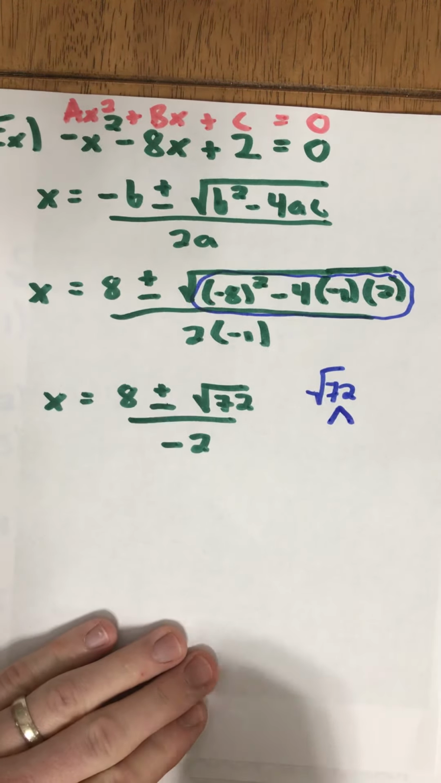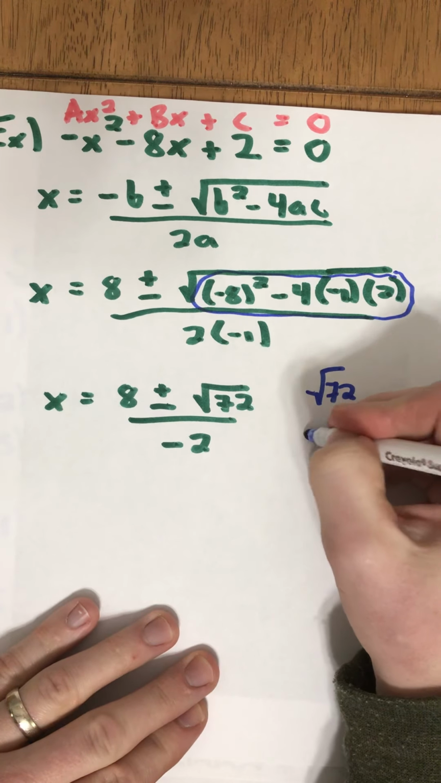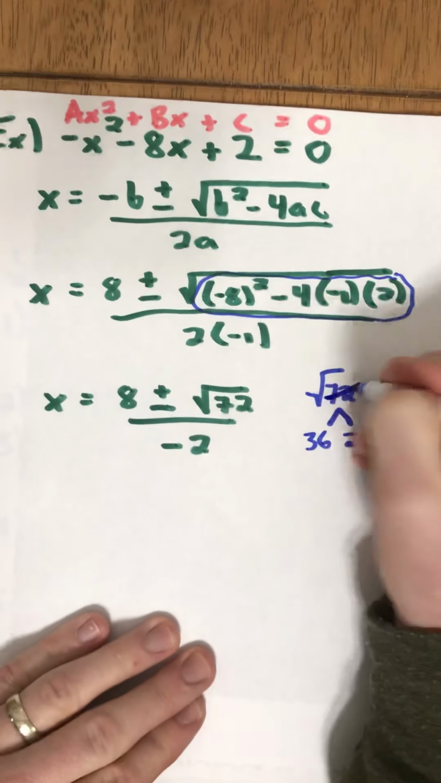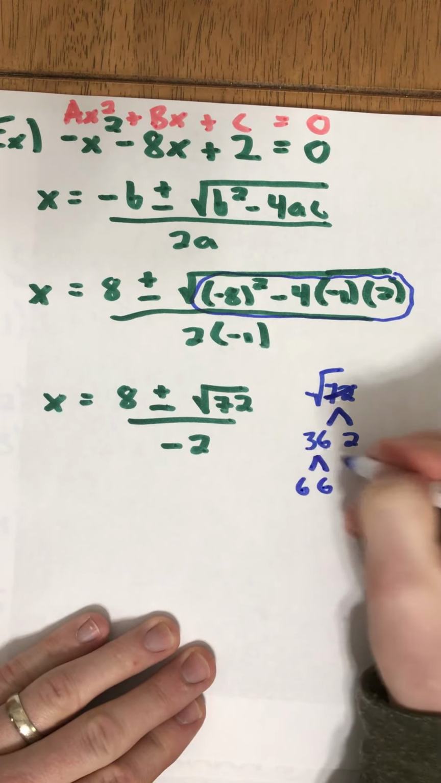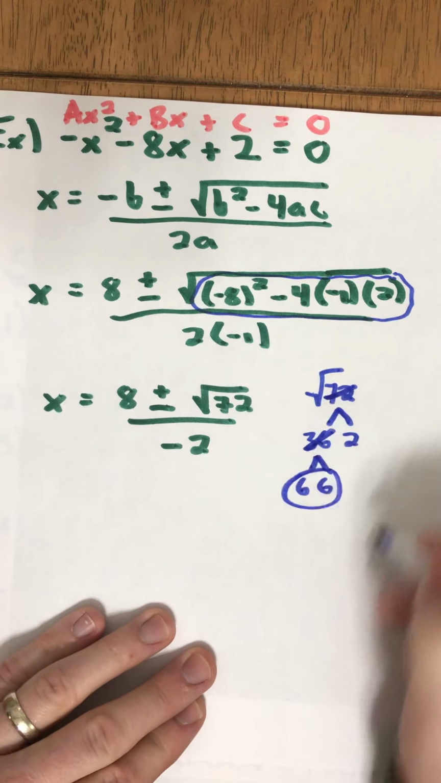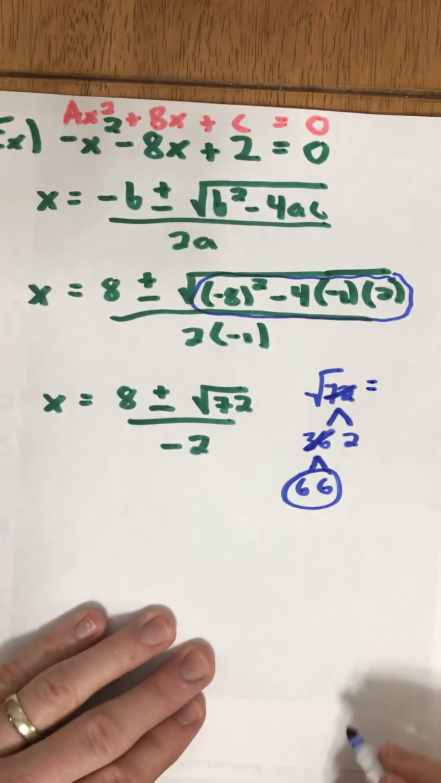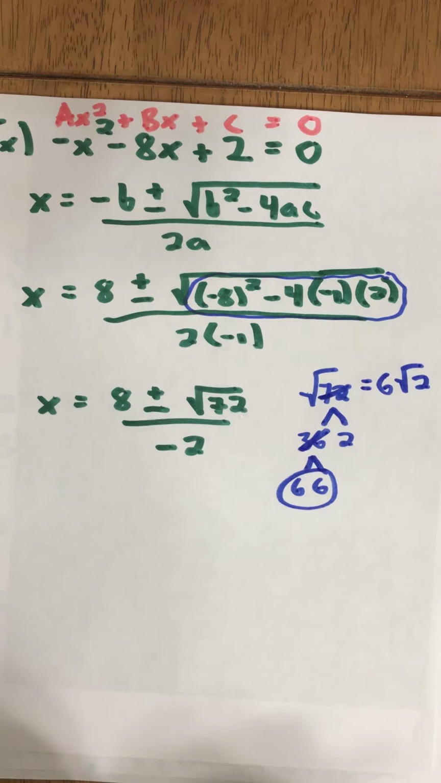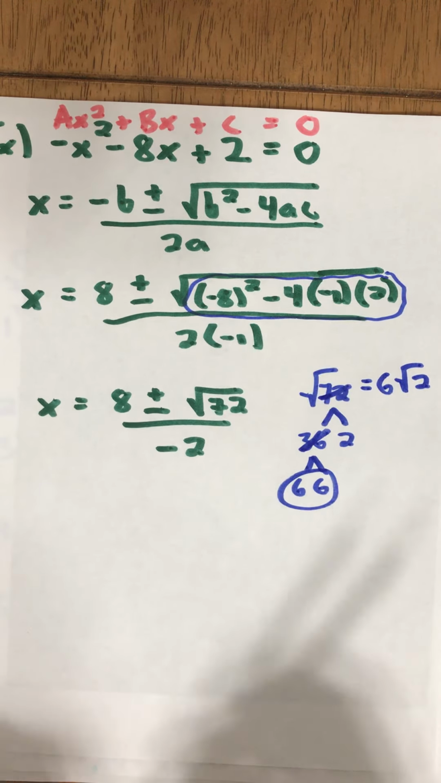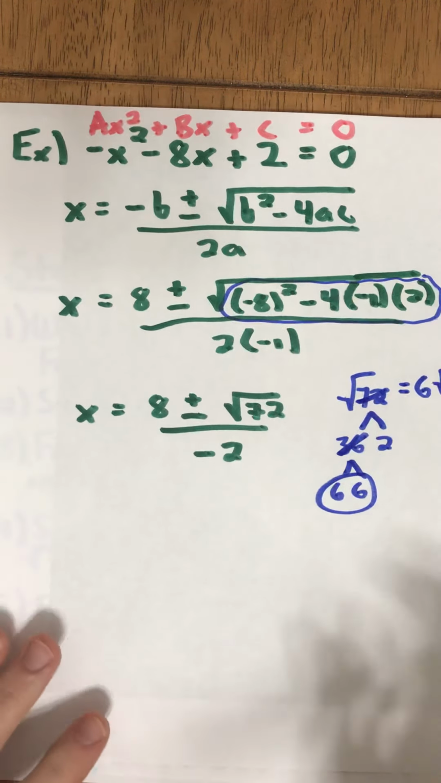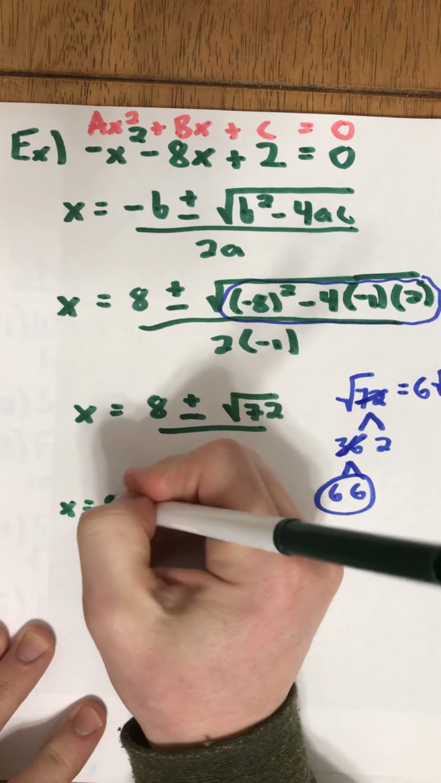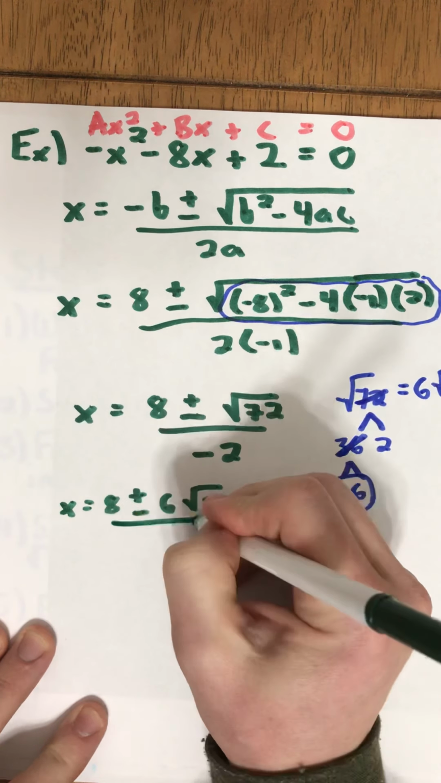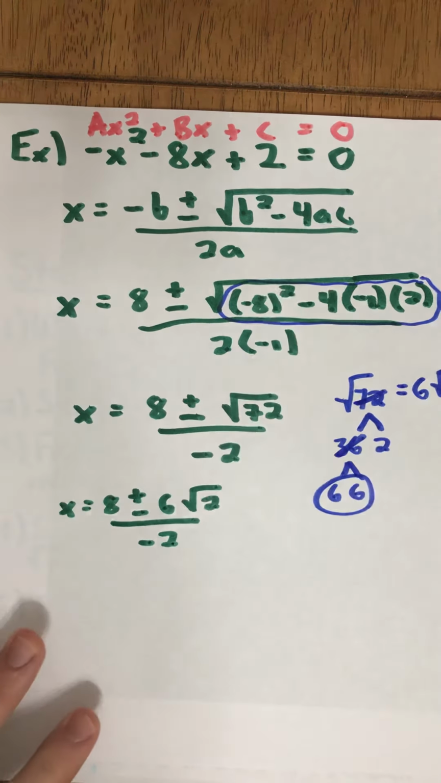So we're going to break this down, 72. You could use 8 and 9. I'm going to use 36 and 2 to kind of make my life easier. 36 is going to break up into 6 and 6. And so I have a pair of 6's that will go outside my radical, and I have a 2 that's left inside. So this is going to be 6 radical 2. So now what I have over here is x equals 8 plus or minus 6 radical 2 divided by -2.